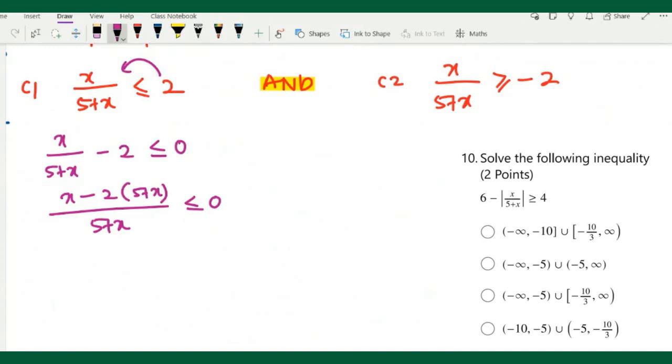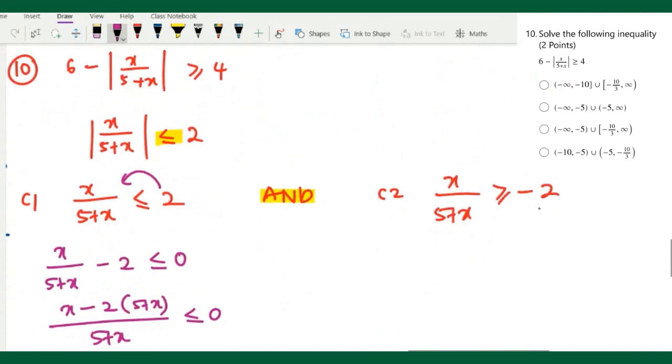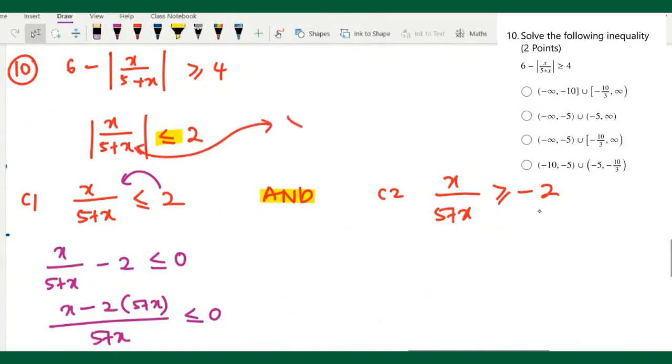X, tolak 2x, negative x. Yang ni minus 10 over 5 plus x less than or equals to 0. Okay, lupa nak mention tadi. Untuk soalan yang melibatkan ratio ni, tengok kat bawah ni, x tak boleh terima nilai apa? Obviously, x cannot be equals to negative 5 lah, because then it will make the denominator 0 and the function will be undefined.